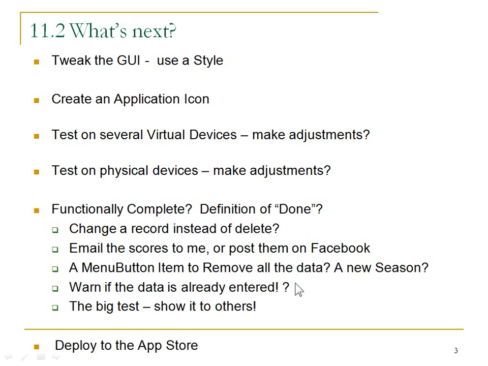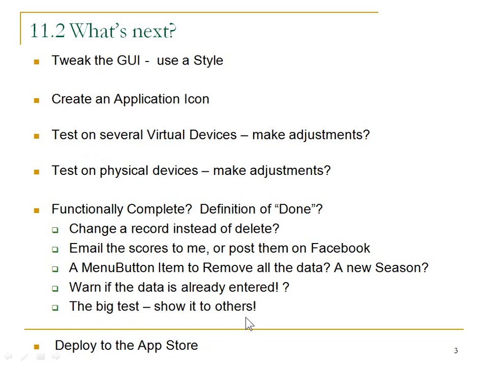We didn't use the menu button, which is on all Android devices, either as a soft button or a physical hard button. And I thought it would be a nice feature to, if your bowling season is done, have one button that removes all of the data to start a new season. And that would keep you from saying, remove this one, remove this one, remove this one. Or if you've got too many of them in there, somebody would decide, well, it's time to uninstall the app and reinstall it so that the database will get wiped out. Maybe a warning if the data is already entered. So if you have specific scores on a specific day, if that's already in the database, then tell the user that. And here's the big test. Show it to others and see what happens. And maybe that one should be up here.